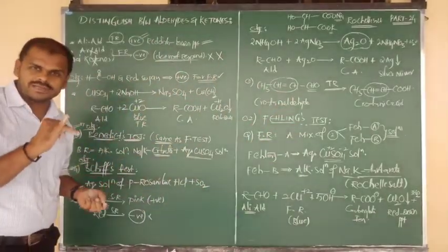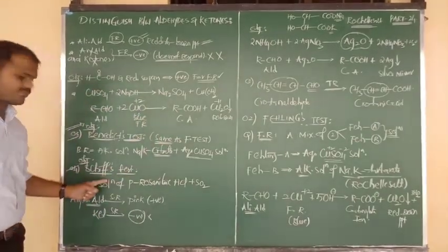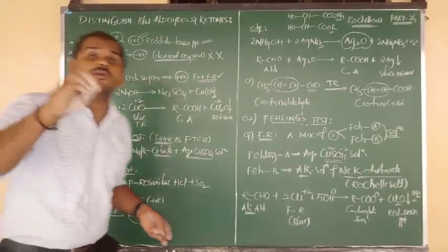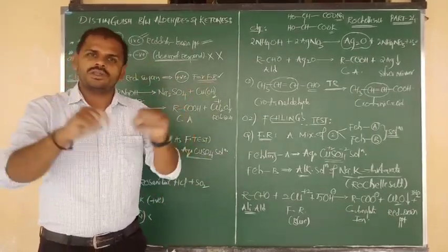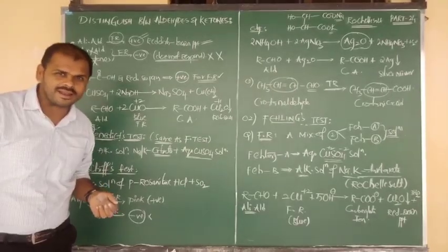Okay, now number 1 Tollens, number 2 Fehling's, theory come in objective. Number 3 Benedict, number 4 Schiff's, and number 5 sodium nitroprusside. These 3 reactions are only for objective point of view. So which are positive for what? I will give you in the form of notes. Already I have given the information. Okay, now ready? Right.